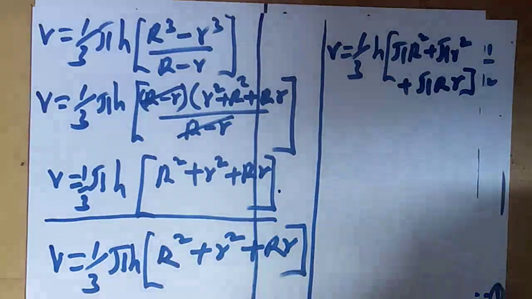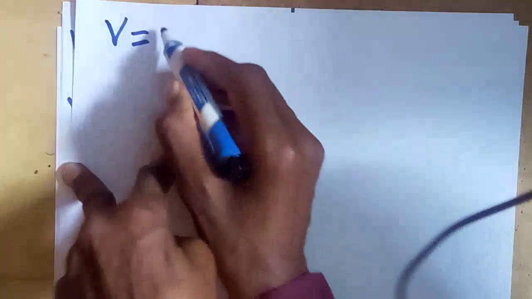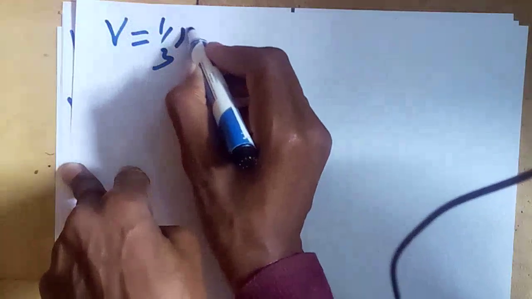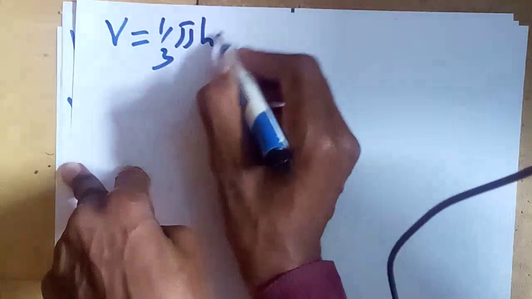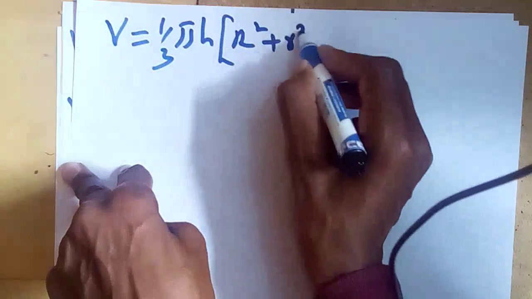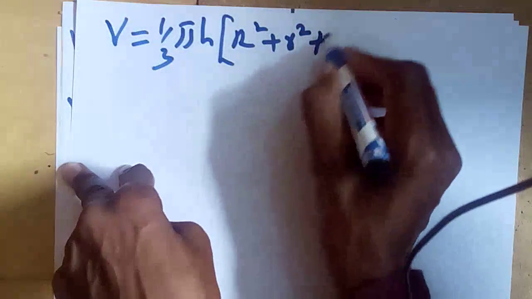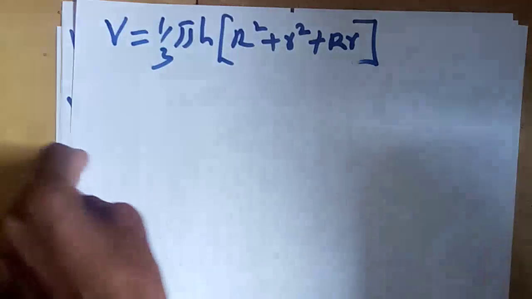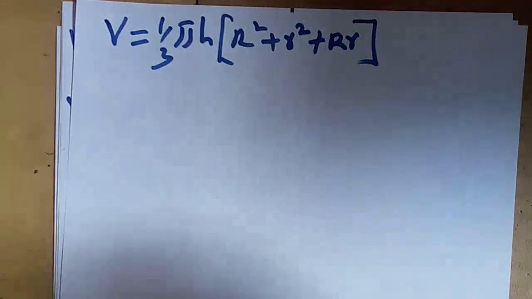But I can use a clean sheet so that you can understand what I'm trying to do. Remember, we have said that the volume is a third pi h, and then there is r squared, like that. Now what I want us to do is this.